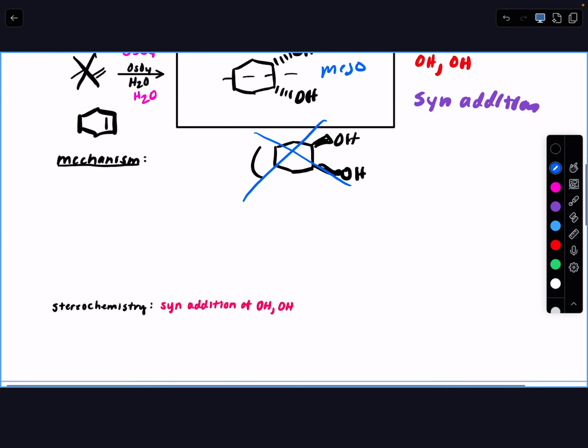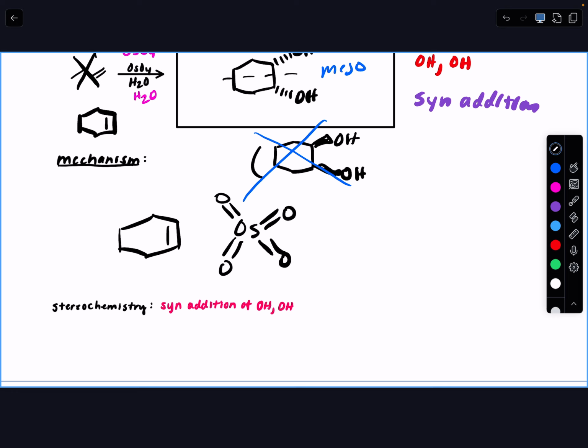Okay, so the mechanism, I'm not going to go through much of this mechanism, but I just kind of want to show you why it's syn. You have the osmium tetroxide, which looks like this. And I'm not going to count electrons, but I think there's some lone pairs on osmium. I don't know.